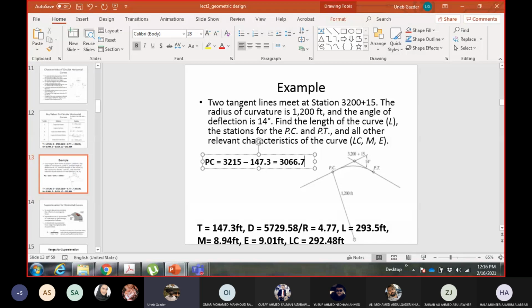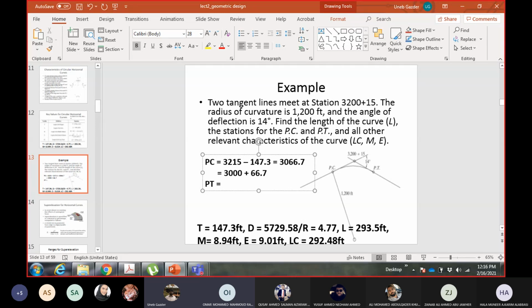3067.7. And how do I write it as stations? What plus what? 3000 plus 67.7. Okay, so this is PC. And now how do I calculate PT? Tell me, how do I calculate PT?